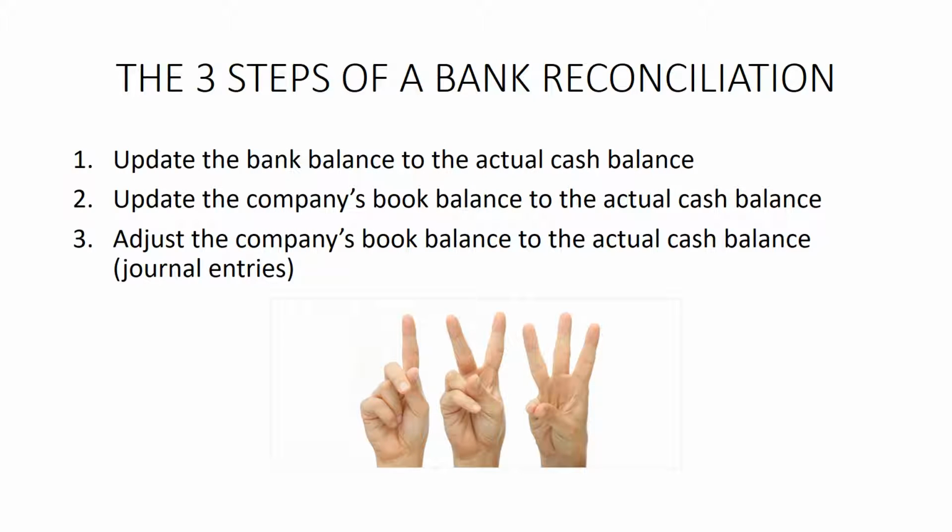There are 3 steps to a bank reconciliation. Number 1, update the bank balance to the actual cash balance. Number 2, update the company's book balance to the actual cash balance. And lastly, adjust the company's book balance to the actual cash balance. That is the journal entries.